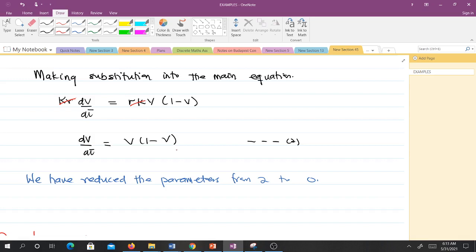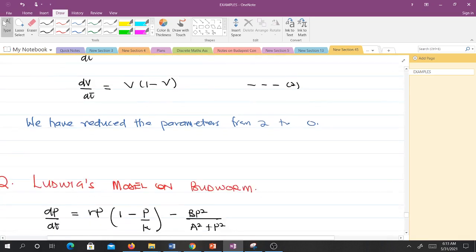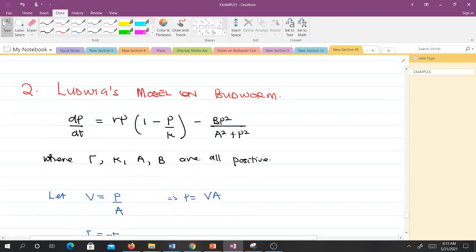I hope you understand. Okay, so let us take one last example on Ludwig's model on budworm. So this is Ludwig's model on budworm. It was given by what we can see here. Okay, and this here is what we call the Holling effect.